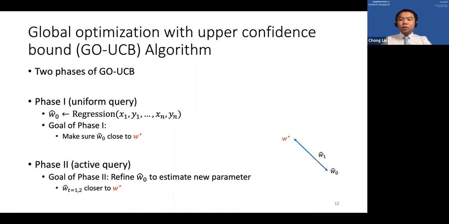For example, here in phase two, at time one, I have W1 hat that is closer to the W star. And then at another time, I have W2 hat that is even closer to the best parameter W star. So this is the overview of the design. There are two phases of the algorithm. And in the next slide, I'd like to dive deep into the phase two design.